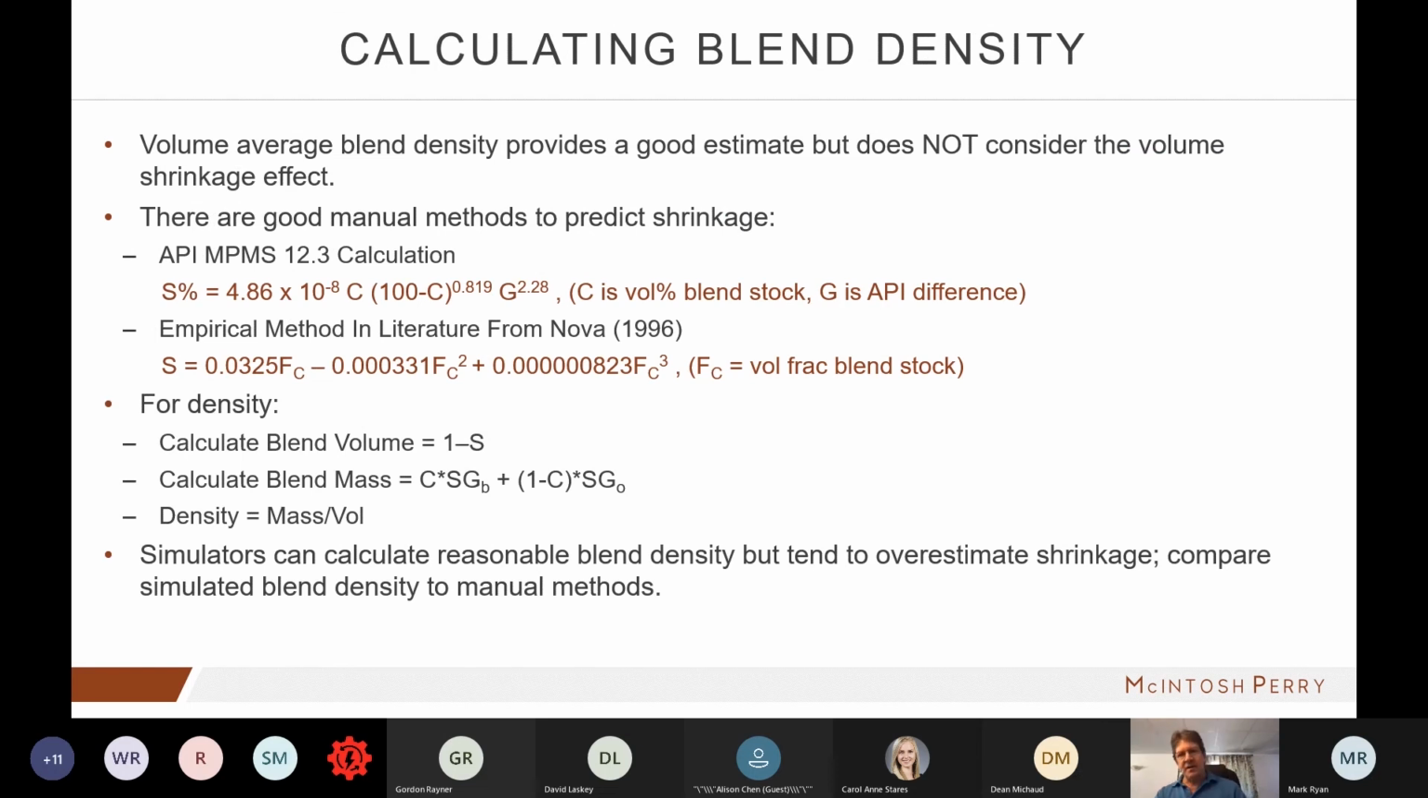Let's move on to density. So calculating blend densities, we always would want to do the easiest thing possible, which would be just a volume fraction average density. This kind of density would be nothing more than saying, let's say I've got 80 volume percent crude oil and 20 volume percent blend stock. I want to take 0.8 times the density of the crude oil plus 0.2 times the density of the blend stock, which should give me the blend density.